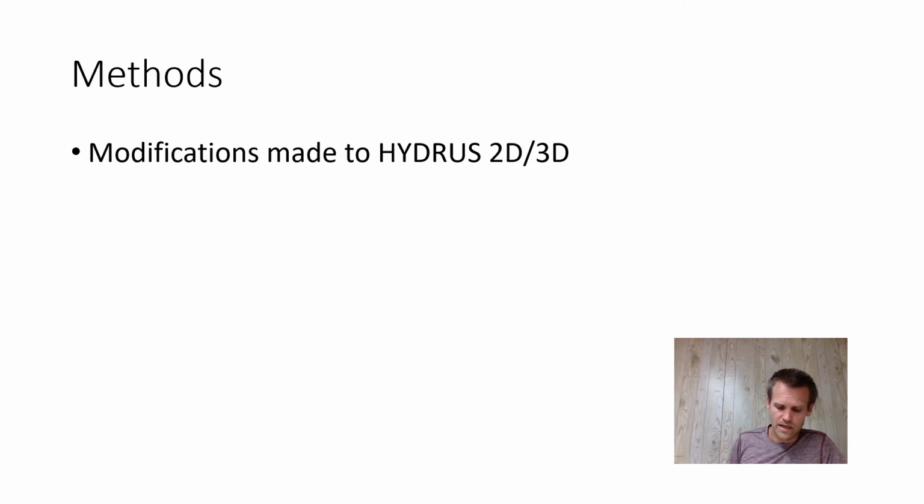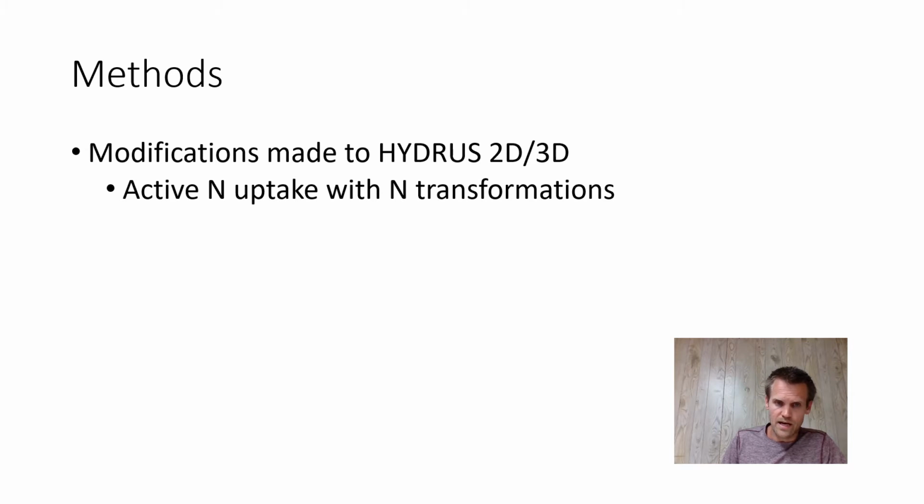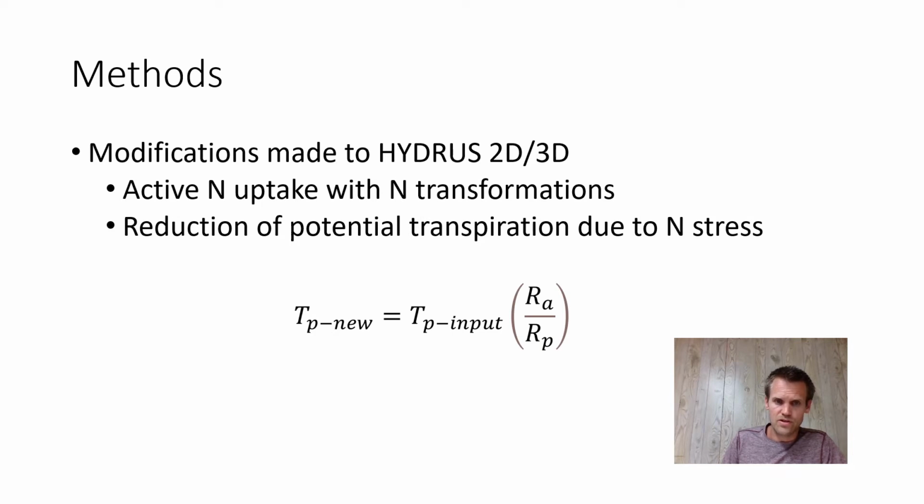For our methods, we had to modify the Hydrus model as the current version can't consider nitrogen transformations and active nitrogen uptake at the same time. So that was implemented, and then we added a function that reduces the potential transpiration due to nitrogen stress. There is such a function that looks very much like that, which reduces the potential nitrogen uptake according to transpiration stress. It hasn't been validated yet, but that already exists in the model.